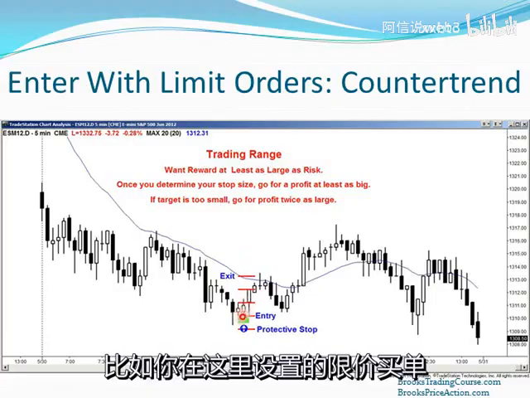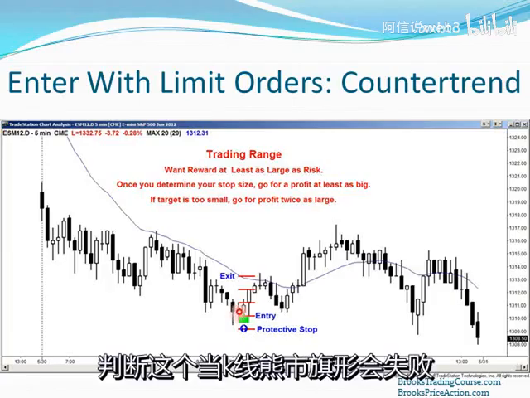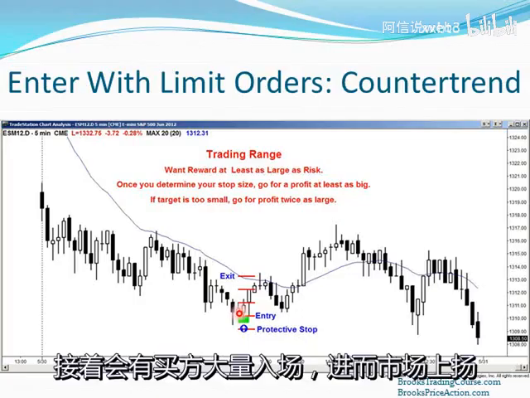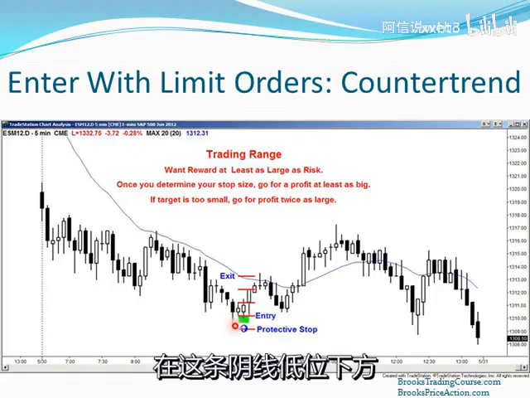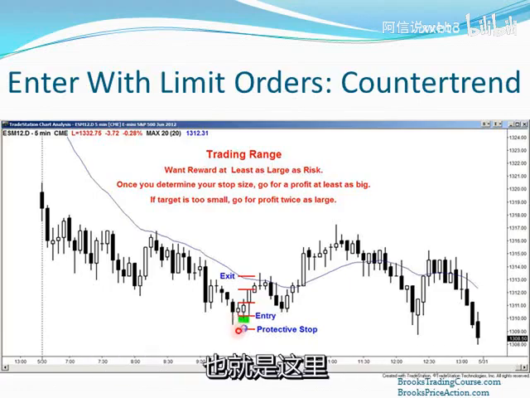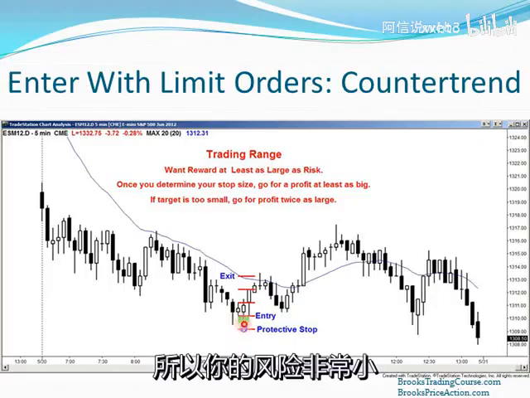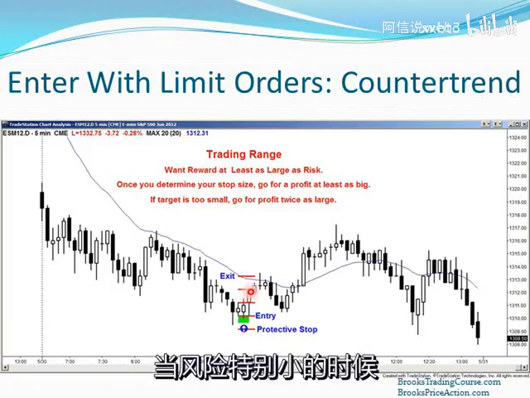So, for example, let's say you placed a limit order to buy the low of the prior bar, betting that this one bar bear flag will fail, and there'll be buyers below, and the market will turn up. Let's say your stop is below the low of the bear bar. So you enter here, your stop is 1 tick below, which is here. So your risk is actually very small.